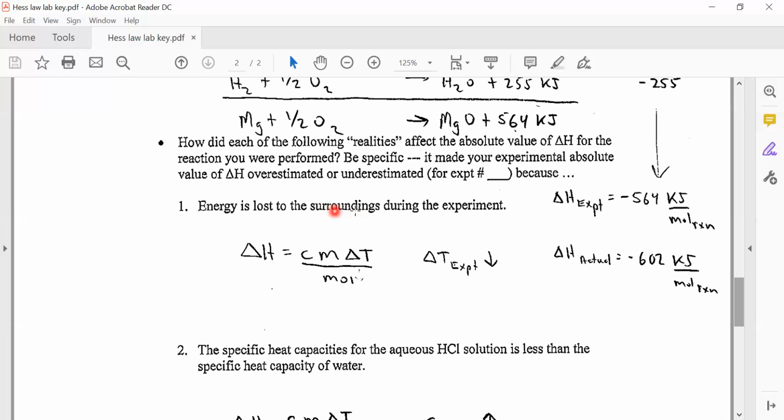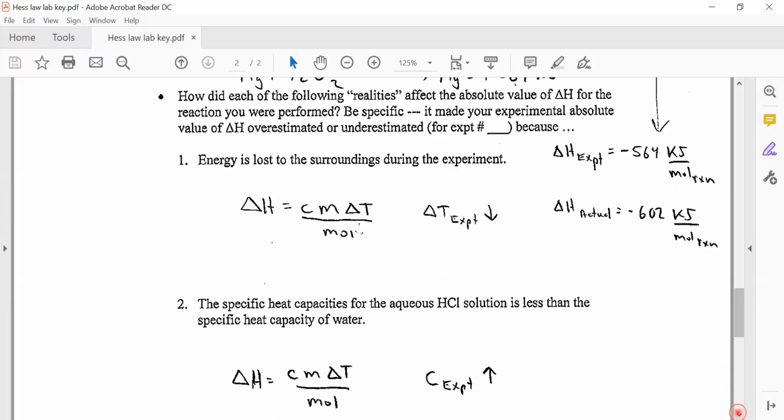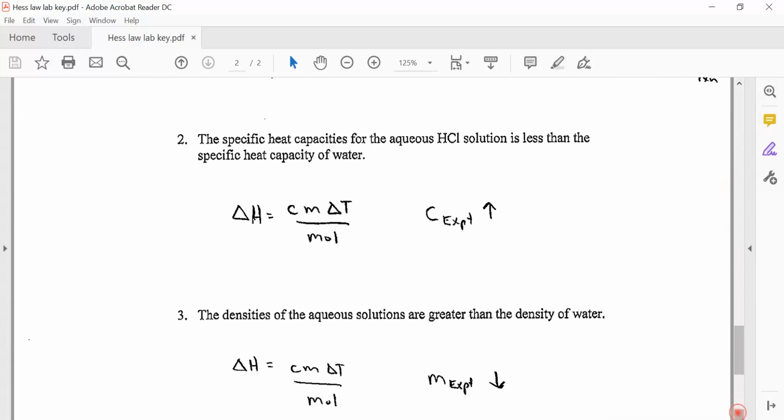Okay, energy is lost to the surrounding environment. Well, if energy is lost, the temperature isn't going to rise as much during my experiment. So my experimental is going to be less than my actual. And I think that probably was the big thing that happened in the lab that you did. Okay, be careful with 2 and 3.